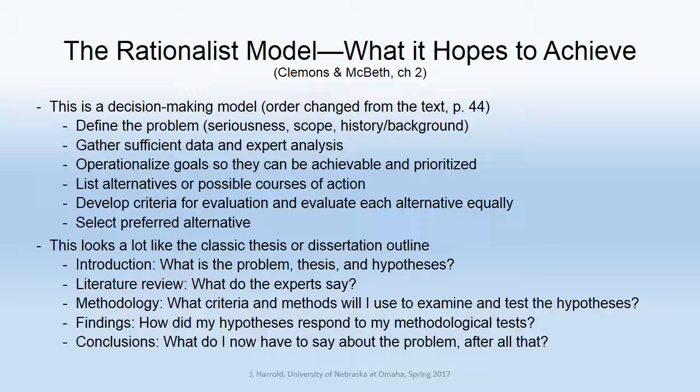So what is this rationalist model and what does it hope to achieve? Let's think about this in a couple of ways before we get to policy analysis. First of all, the rationalist model, the rational model of decision making, we sometimes call the comprehensive rational model. What it hopes to achieve in any endeavor, whether that's business or nonprofit or government, is to make the right decision, the very best decision. And so how do you do this in the rational model if you're the decision maker?